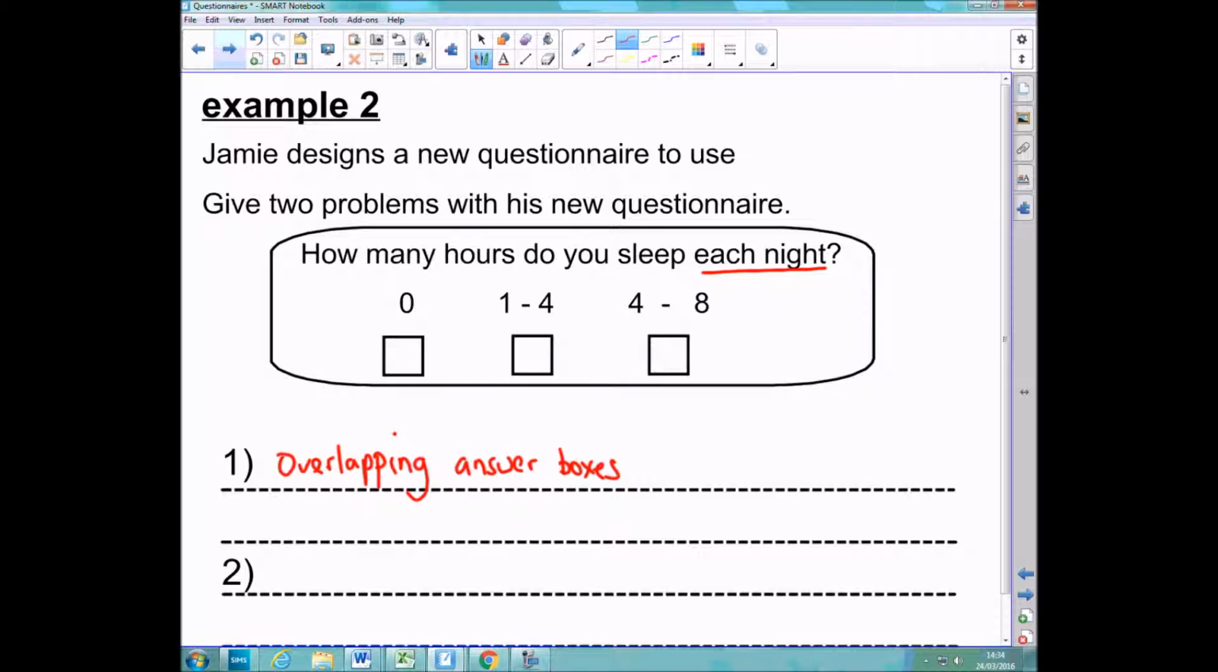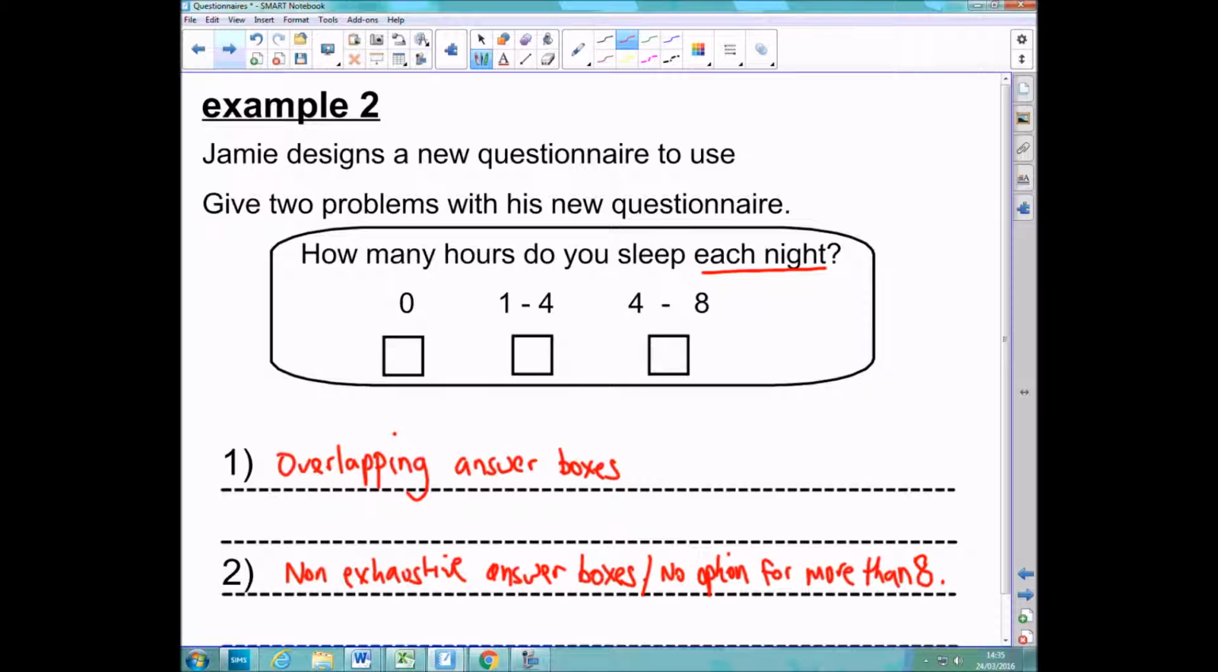Okay, so another really common answer to this sort of question, or common mistake that people make in questionnaires, is that they don't include every possible answer. Here, if somebody slept for more than 8 hours, which I know a lot of you guys do, you wouldn't have a box to tick. Okay, so the posh way of saying this is that the answer boxes are non-exhaustive. So we can write non-exhaustive answer boxes. Okay, another way of putting this is that there is no option for more than 8. So you could write no option more than 8 as well as a different answer.